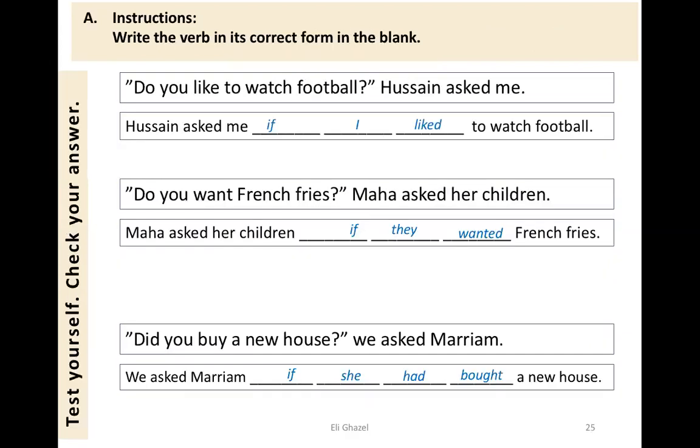Let's check our answers. Do you like to watch football? Hussein asked me. Hussein asked me if I liked. Do you want French fries? Maha asked her children. Maha asked her children if they wanted French fries. Did you buy a new house? We asked Mariam. We asked Mariam if she, now notice, because did buy is in the past, we have to move it to the past perfect, if she had bought a new house.